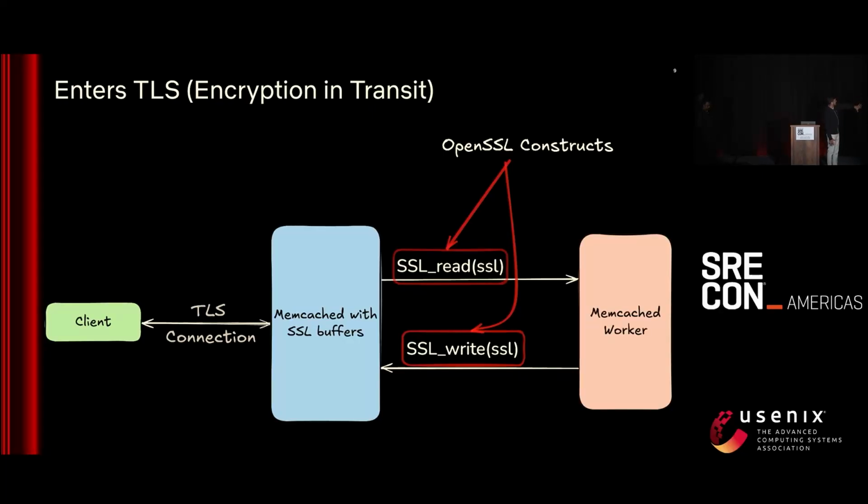This is a very 30,000 feet overview of how our fleet runs secure. On the left, you start with the client, which opens a bidirectional TLS channel with the memcached with inbuilt SSL buffers, which in turn uses OpenSSL constructs to talk to memcached workers. Now we will dive deep into both the client and the server side of these things. To talk about how the client fits into this picture, I'll first invite my colleague Sriram, who will give you a deep overview of the client side.